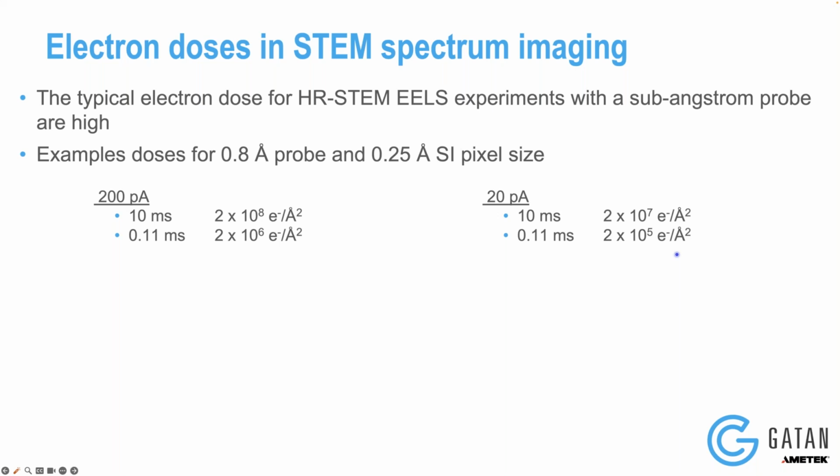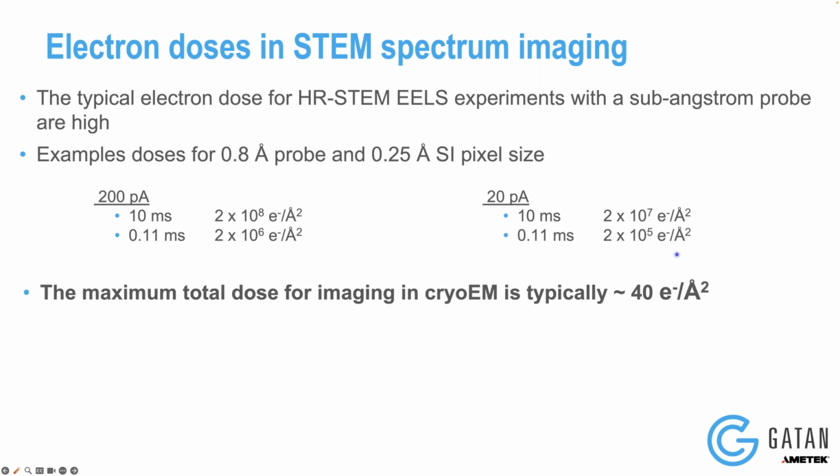Now, if we compare that with a cryo-EM dose, we're not even in the same room. The maximum total dose for imaging in cryo-EM is typically 40 electrons per angstrom squared. So this is still 4 orders of magnitude lower than what we're typically going to have with a low probe current STEM experiment. This doesn't really sound hopeful, right? If we want to do EELS mapping in a biomaterial, sounds like we're done.